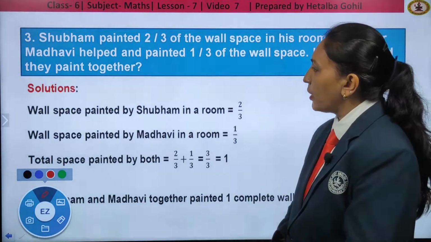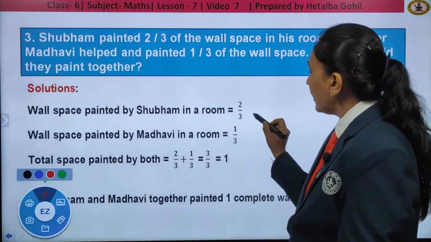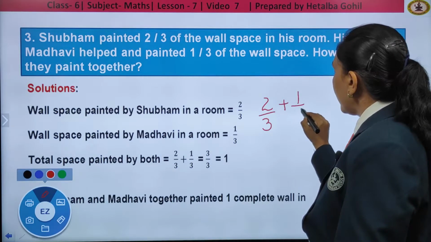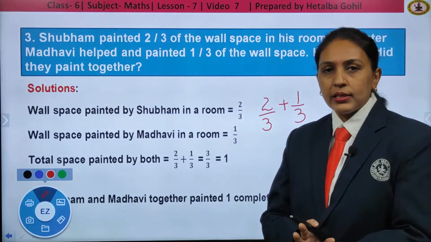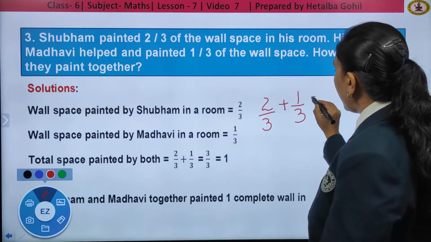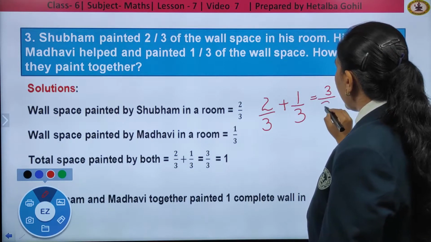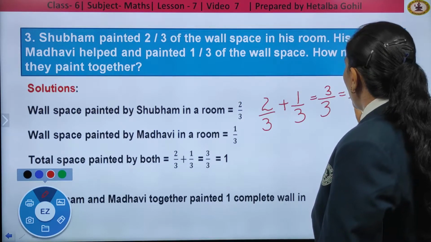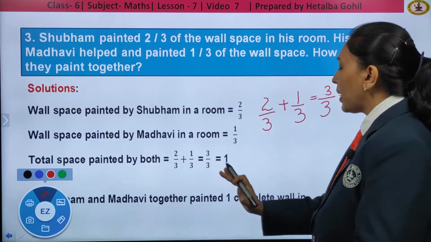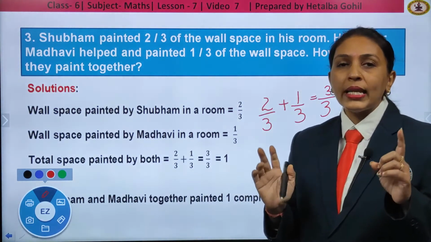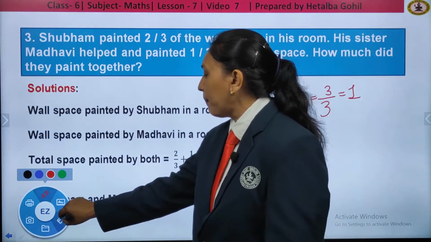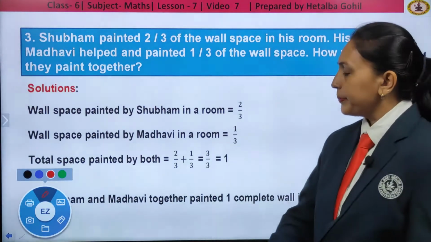Now as it is asked what is their work together, we will add, that is 2 by 3 plus 1 by 3. As the denominators are same, children, we will only operate the numerators by adding them, that we will get 3 by 3, which is equal to 1 here. That means what did they do? Shubham and Madhvi together painted one complete wall. So together what they did, children? They painted complete wall over here.